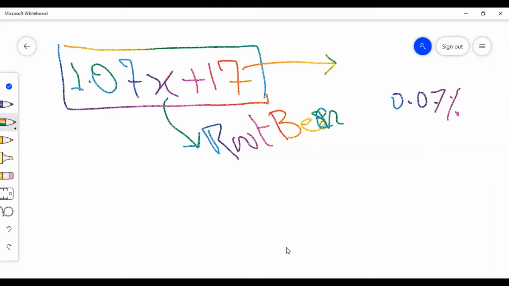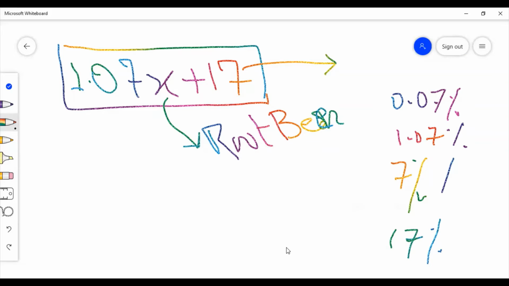The second is 1.07. The next is 7%. The last one is 17%. So all these are the percentages. So what should be your choice? So the sale tax, so that's 0.07. So that'd be 7%. Okay.